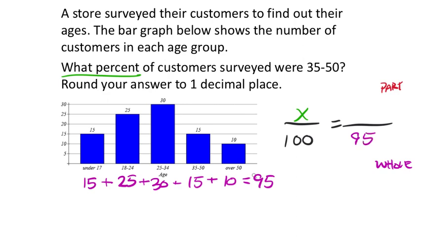That's the whole survey. The whole survey is 95 people, but the part that we're looking for is 35 to 50-year-olds, which is 15 total people right there. Okay, so we now have a percent proportion, which we are ready to solve for a percent. So we're going to set this up 1, 2, 3, 4, multiply, divide, and then equals. Fix that up a little bit.